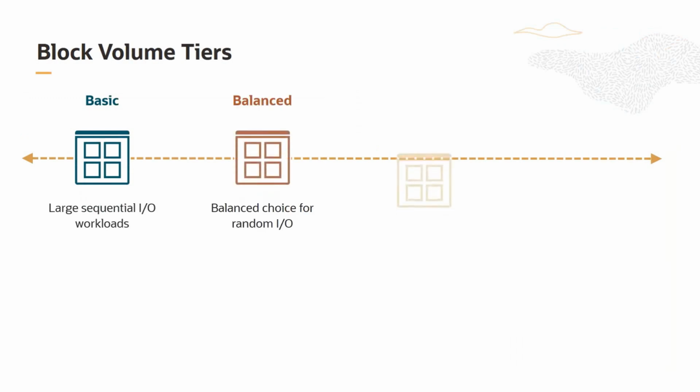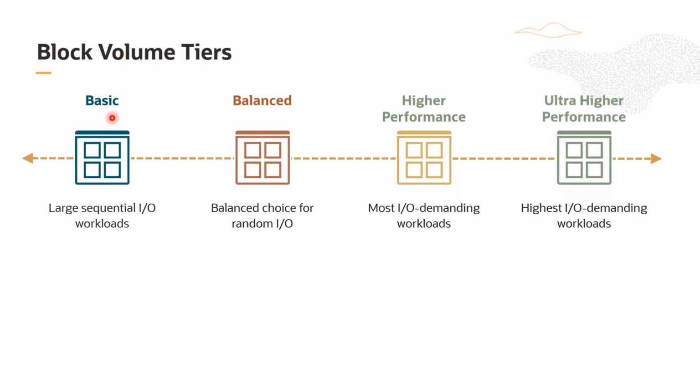As you can see here, there are 4 tiers: basic, balanced, higher performance, and ultra higher performance. Basic provides 2 IOPS per GB, balanced provides 60 IOPS per GB, higher performance provides 75 IOPS per GB, and the ultra higher performance tier provides 90 to 225 IOPS per GB.